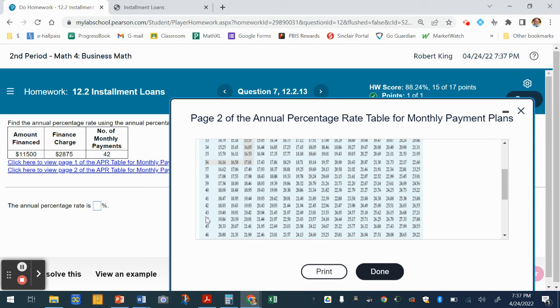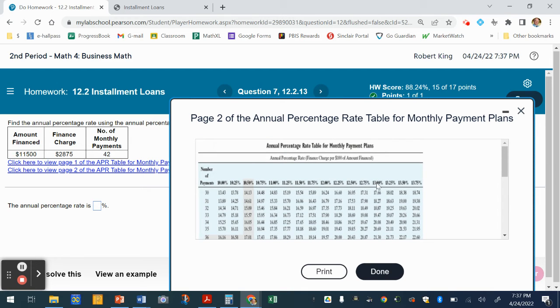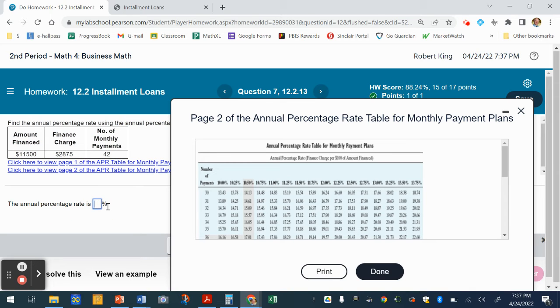25, we're going to find the closest number to that in this row. So I'm going across here. I want to get as close to 25 as I can. And in fact, we can get exactly 25 right in this column. So now I go up to the top of the column and see what that percentage rate is, and that's 13%. That is the APR for this question.